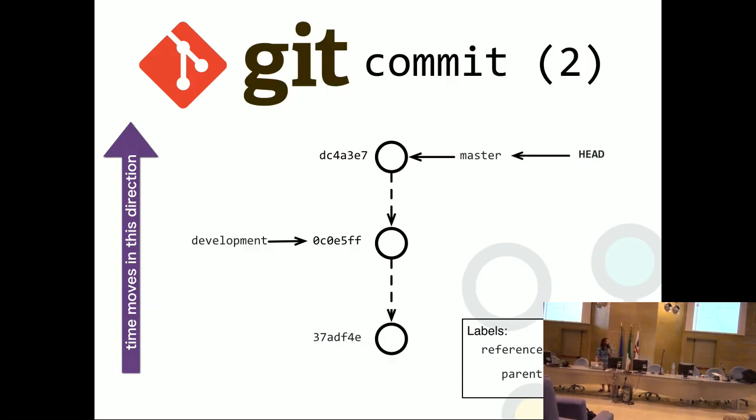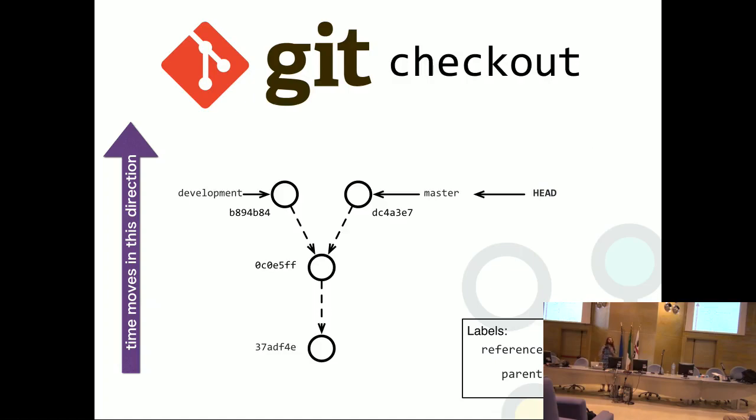Let's go to another graph. So this is what a branch looks like when it grows up. Actually, they diverge. The story diverges, and that is why we also need merge points. In this case, we have two commits that have diverged. The development branch points to one commit, the master branch points to another commit, and HEAD points to master. That means that we are working on master.